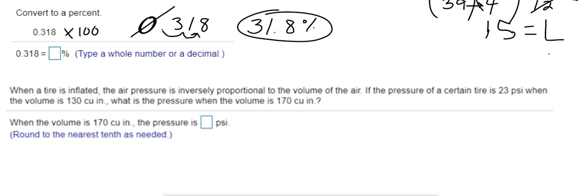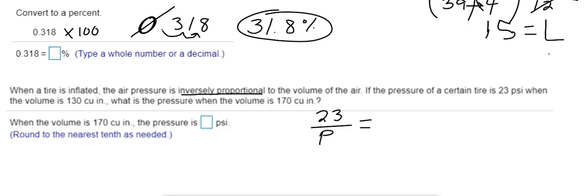On the next example, when a tire is inflated, the air pressure is inversely proportional to the volume of the air. If the pressure of a certain tire is 23 psi when the volume is 130 cubic inches, what is the pressure when the volume is 170 cubic inches? So I'm going to set this up as comparing the pressure to pressure, 23 psi to the unknown pressure, which we're going to call P for now.